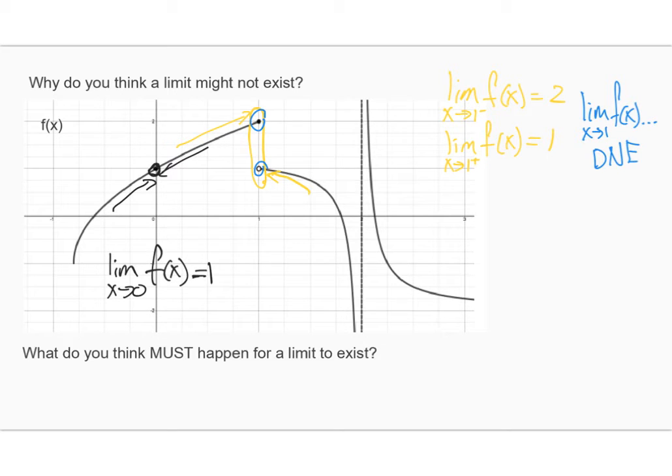Side note, there's a delightful scene in Mean Girls, if you have not seen that classic movie, where Lindsay Lohan shouts out the limit does not exist. This is what she's talking about.